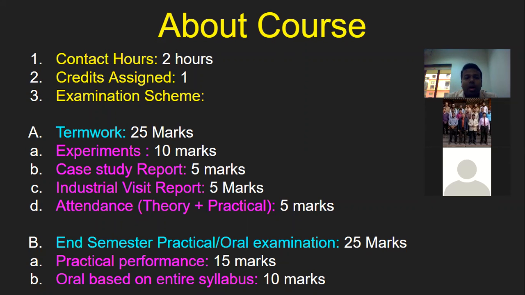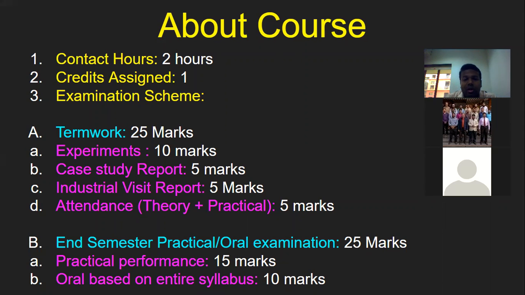The next thing is the case study report. Again there are certain guidelines based on which you are supposed to do the case study. I will go through those guidelines in the subsequent slides. The case study report is for 5 marks, so you need to submit the report for the case studies. Based on what titles you are supposed to do the case studies, I will go through in the next slides.